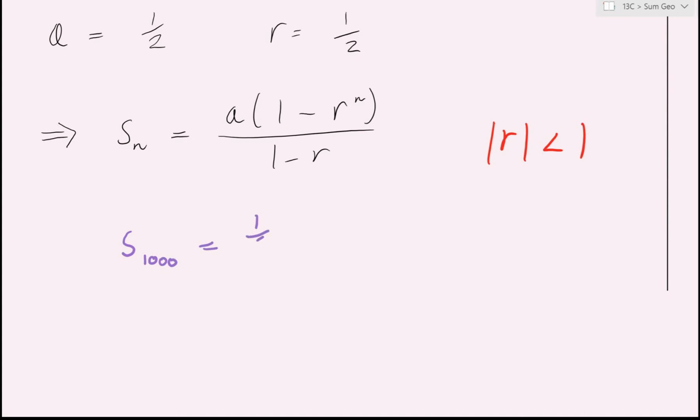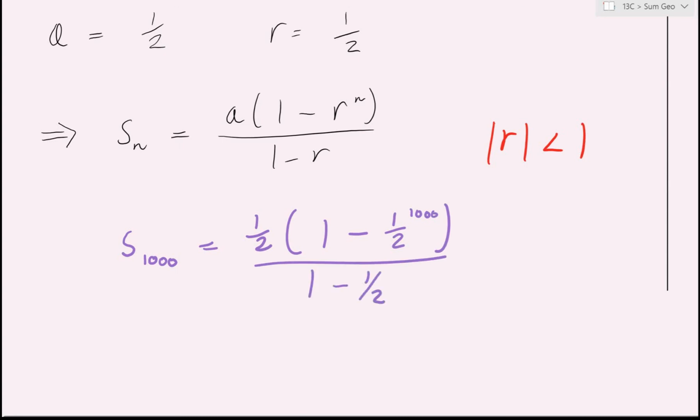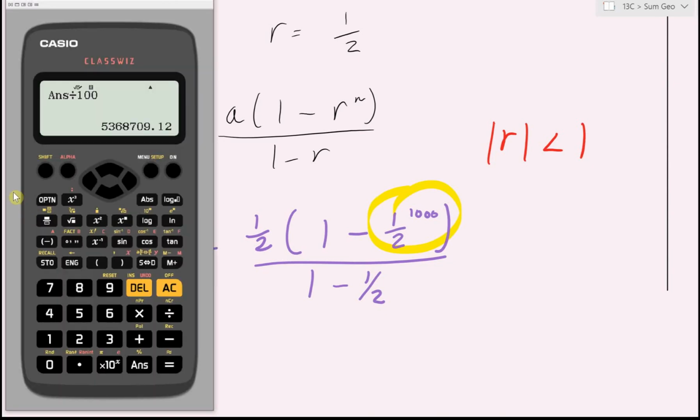That's going to be a half, 1 minus a half to the 1,000, all over 1 minus a half. And this half to the 1,000 is going to be a problem. Let's put it in the calculator and see what's wrong with that. Because we're doing a half times a half 1,000 times, each time this is going to halve its value. So by the time you do it 1,000 times, it is effectively 0. It's so small the calculator reads it as 0.